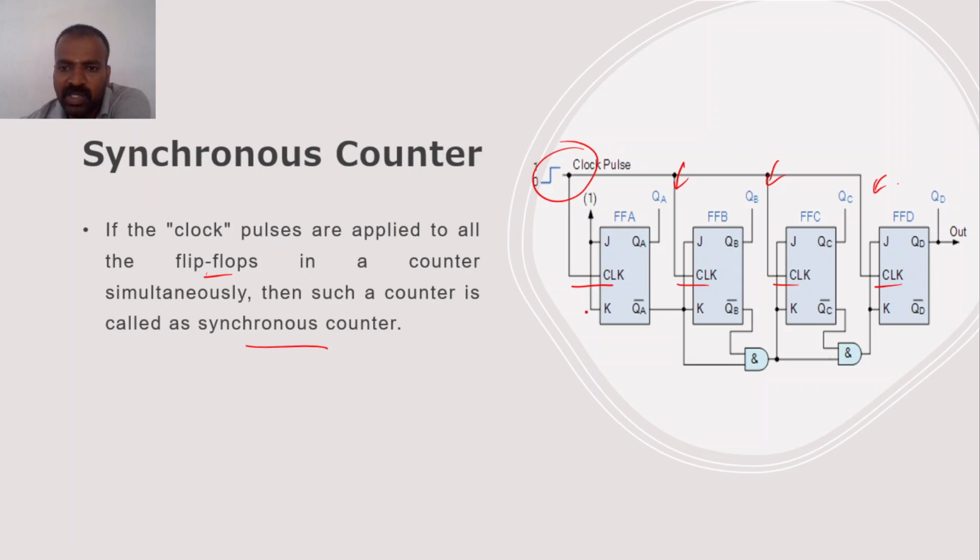In the asynchronous counter, for the first flip-flop only we provide the clock pulse, and the rest of the flip-flops are driven from the previous flip-flop's outputs. But for the synchronous counter, we provide the clock pulses simultaneously to each and every flip-flop.